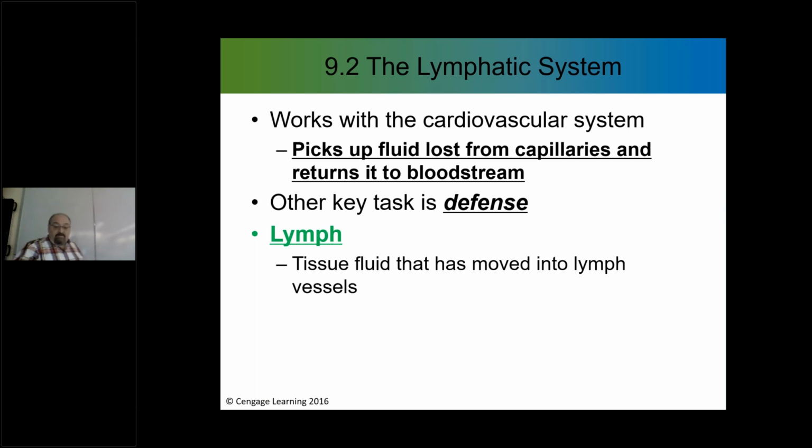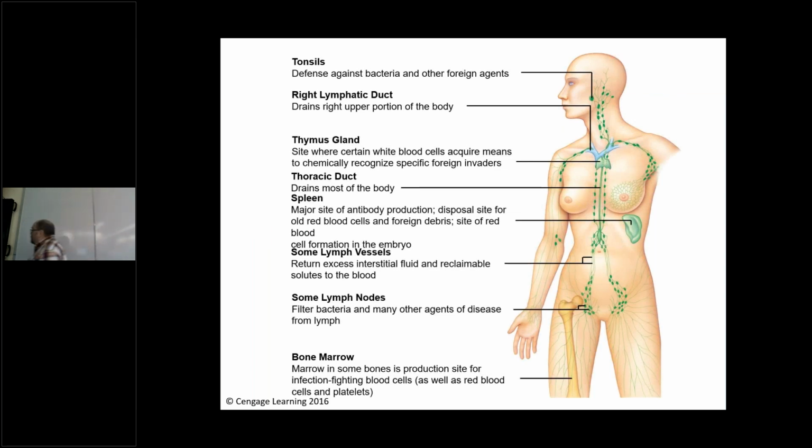Now this image right here shows you the lymphatic system, this additional system of vessels within the human body, in addition to the cardiovascular system. You're looking at all these green structures, these green vessels, and also the green dots. Those dots are the lymph nodes.